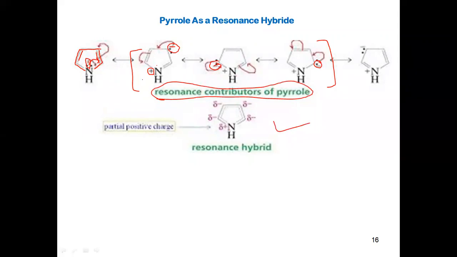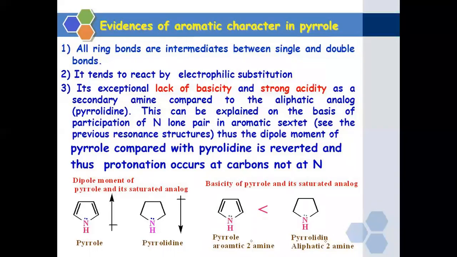Okay, so this is the resonating structure. It is very easy for our understanding, because we know how the electron delocalizes in the aromatic ring in a conjugated system. Okay, next, evidence of aromatic character in pyrrole.